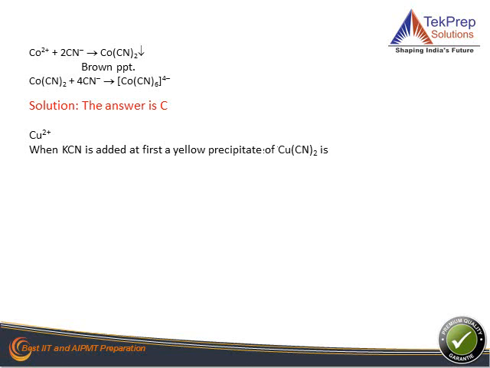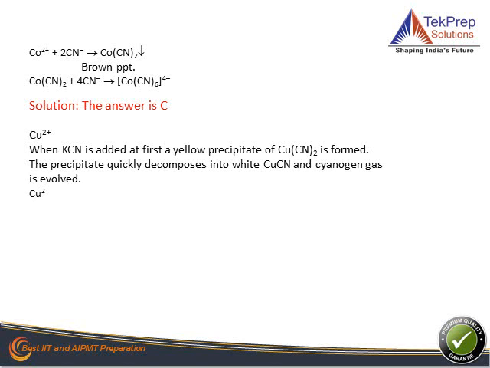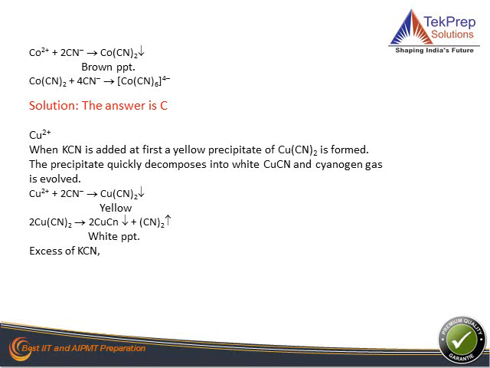With copper, potassium cyanide gives us a yellow precipitate, which is not the one we are looking for. However, this precipitate quickly breaks down into a white paste and also gives out cyanogen as a byproduct. And when more potassium cyanide is added, the precipitate gets dissolved, which is not the one we are looking for. So our complete answer would be option.